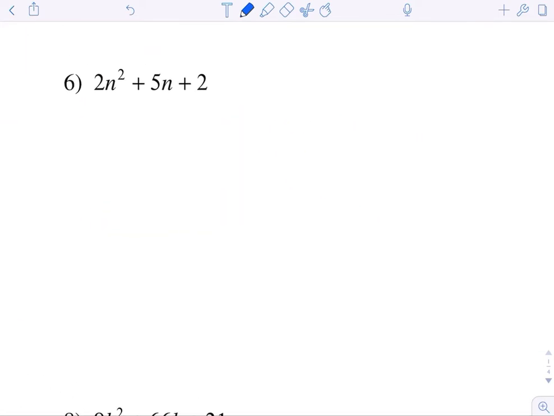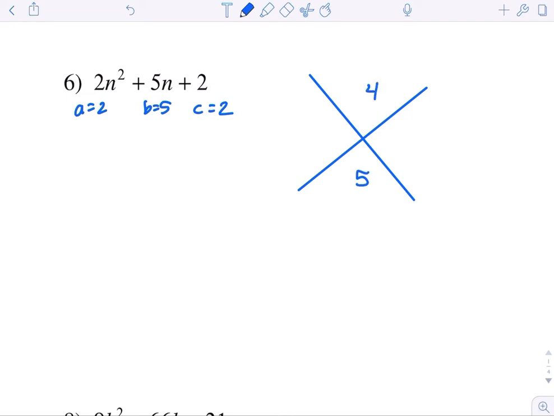Number 6, A is equal to 2, B is equal to 5, C is equal to 2. So remember, on the top, A times C, you guys, is 4. And on the bottom is just our B value, 5. So two things that multiply to 4, but when you add them give you 5. That is 4 and 1.